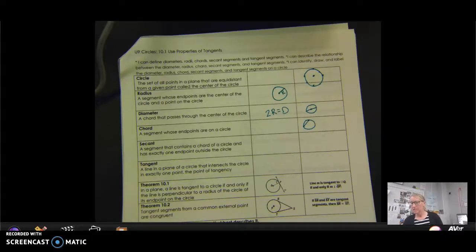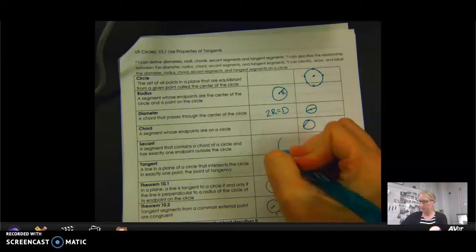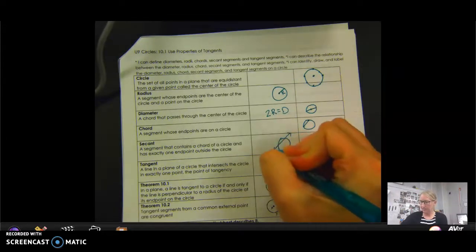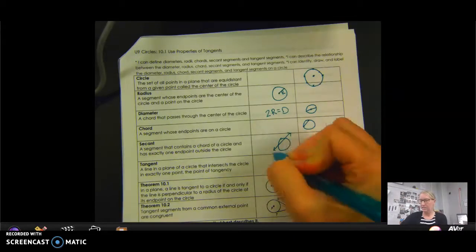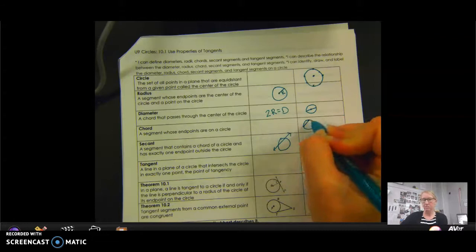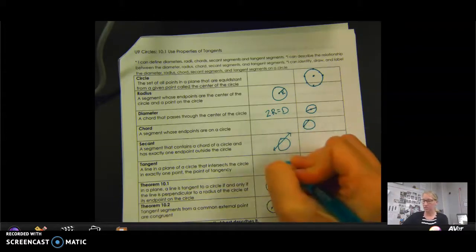A secant is a line that contains a chord and has exactly one endpoint on the outside of a circle. So for a secant, we have our circle. A secant goes through; it's a line, so it's never ending. Whereas a chord stops on the endpoints, a secant is a line that goes through. So a chord can be contained inside a secant. So I could have a line here and say the chord is from point on the circle to point on the circle, but the secant actually goes through the circle and continues on.